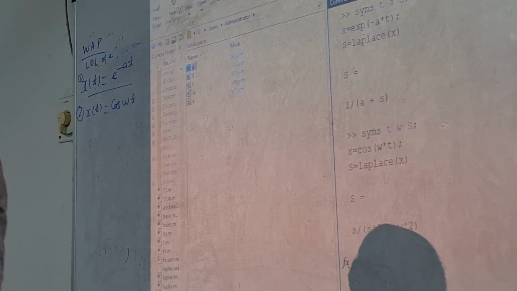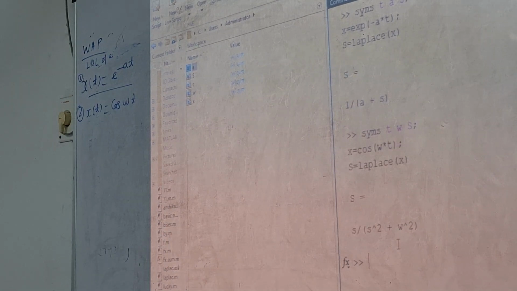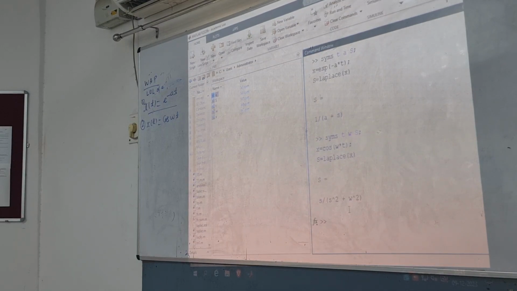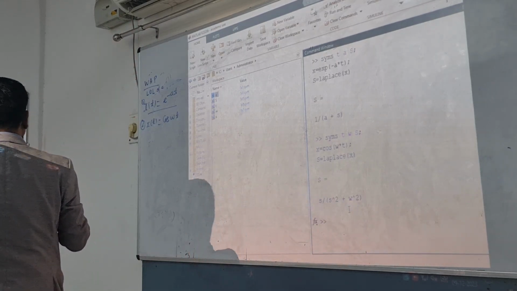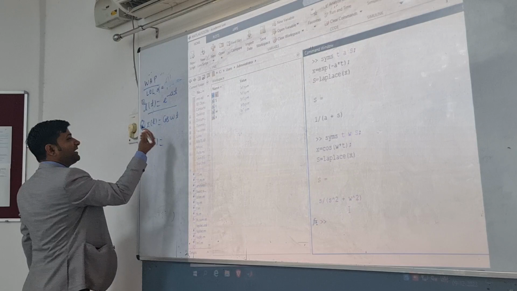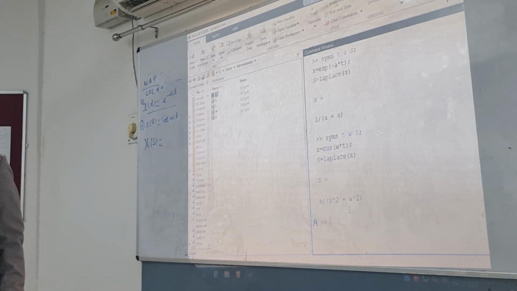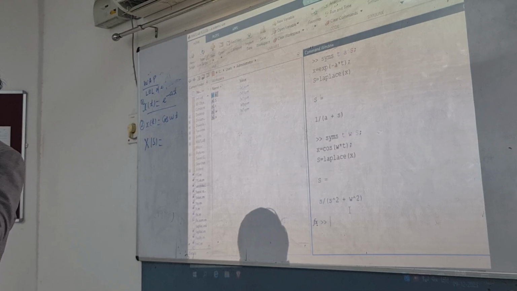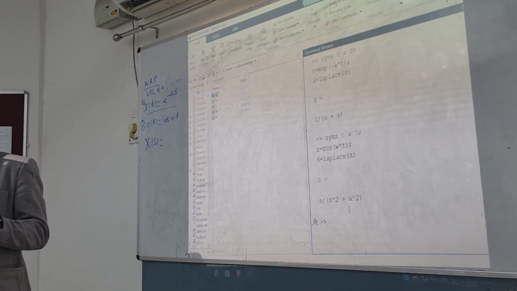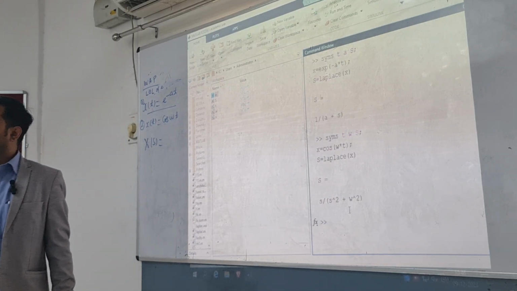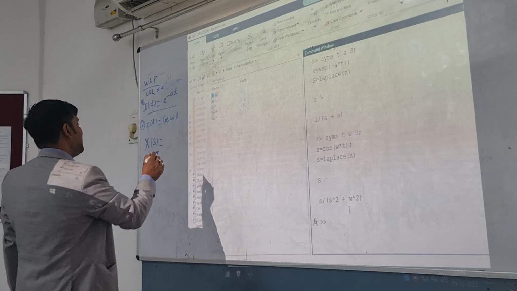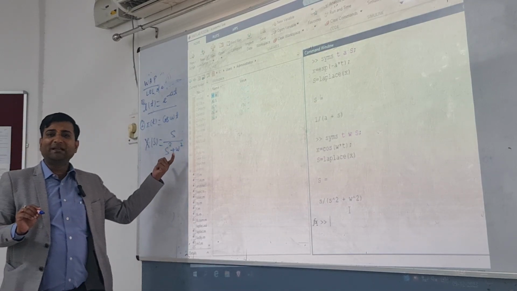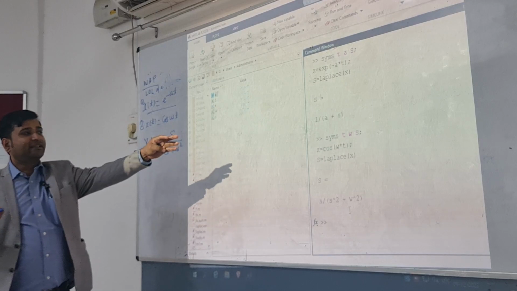The result is s upon s square plus omega square. This is the standard result of the Laplace transform of the cosine function. This can also be found by direct math in the Laplace domain, dividing by the Euler form: individually you find the Laplace transform of e to the power j omega t plus e to the power minus j omega t and add them, and then the Laplace transform of this signal is s upon s square plus omega square. This is the standard result, and you cross-check it.